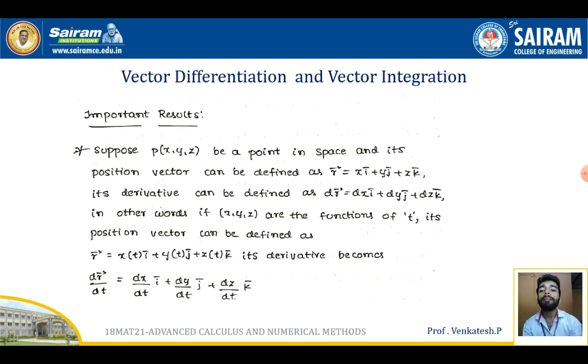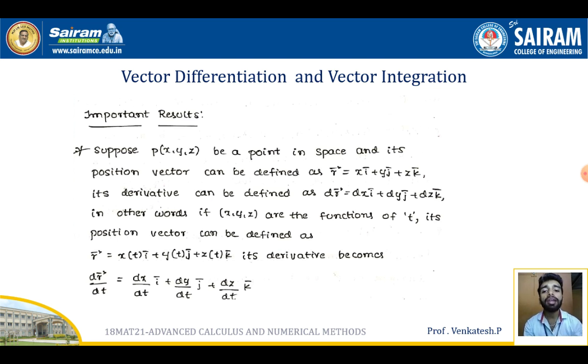Suppose P of x comma y comma z is a point in space. I'm choosing a point P of x comma y comma z in space, and its position vector can be defined as r is equal to xi plus yj plus zk, and its differential can be defined as dr is equal to dxi plus dyj plus dzk.